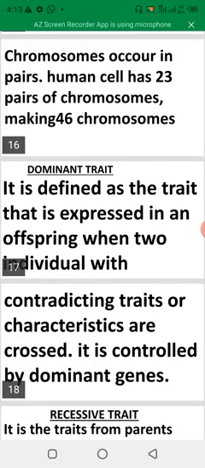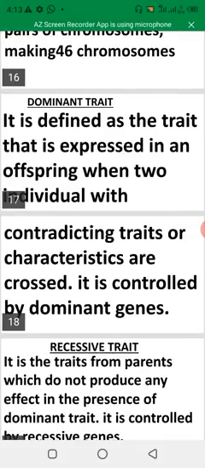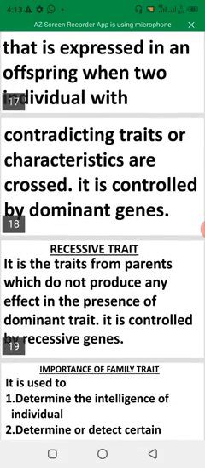Then we have dominant traits. A dominant trait is defined as the trait that is expressed in an offspring, the trait that is seen clearly in a child. It may be the color of the father that is seen clearly. That is the color that is dominant. That is the trait that is dominant in that child, and it is controlled by the dominant gene.